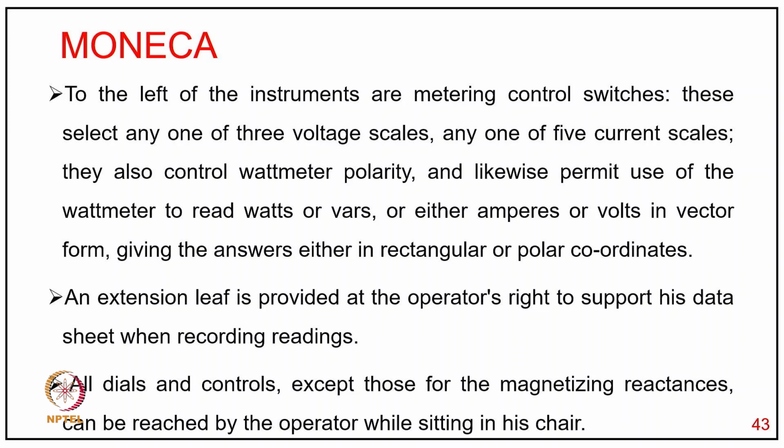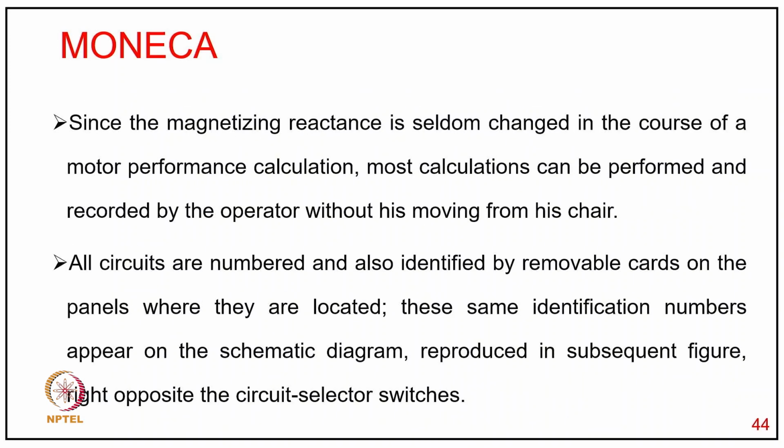They also control wattmeter polarity and permit use of the wattmeter to read watts or VAR, either amperes or volts in vector form, giving an answer in either rectangular or polar coordinates. An extension leaf is provided for the operator to support his data sheet when recording readings. All dials and controls except those for magnetizing reactance can be reached by the operator while sitting on his chair. Since the magnetizing reactance is seldom changed in the course of the motor performance calculation, most calculations can be performed and recorded by the operator without moving from his chair.